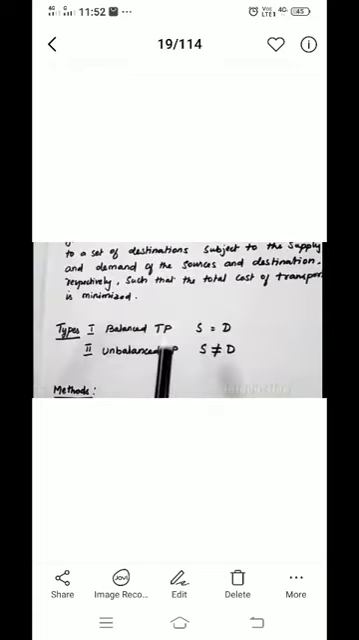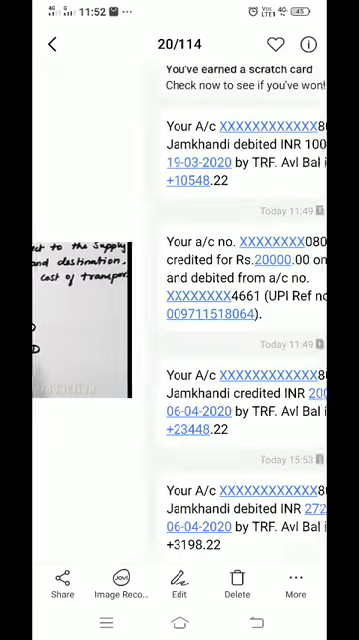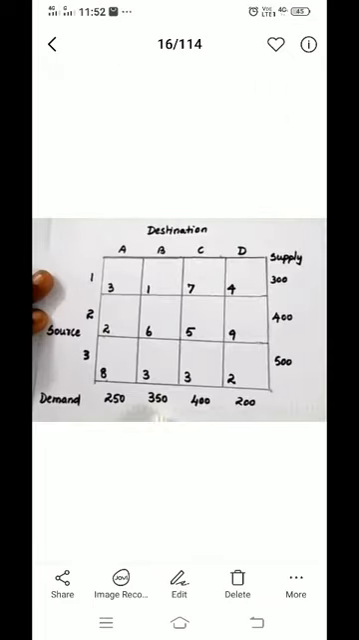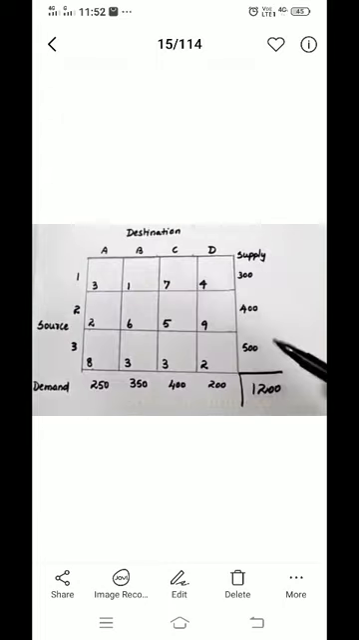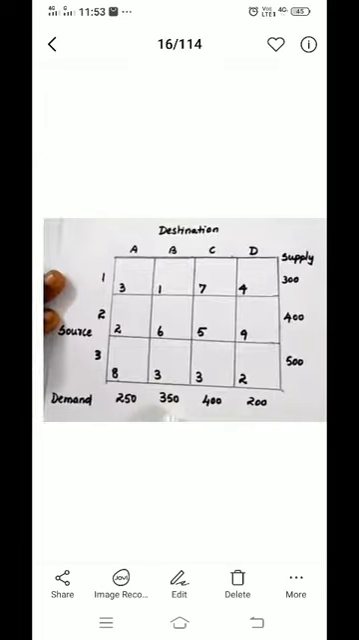There are two types of transportation problem. One is the balanced type of transportation problem, and another one is the unbalanced type. Balanced type of problem means whatever the supply and whatever the demands are, they should reach the same. Here the supply is 300, 400, 500. By adding all those, this is 1200, and the demands are also 250, 350, 400, and 200. By adding all those, we are getting the same value. It means demand as well as supply both should be the same.